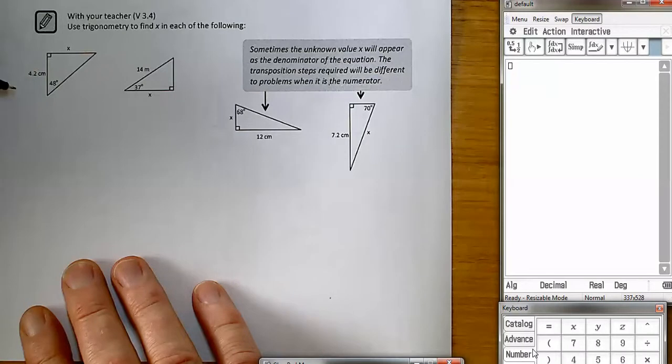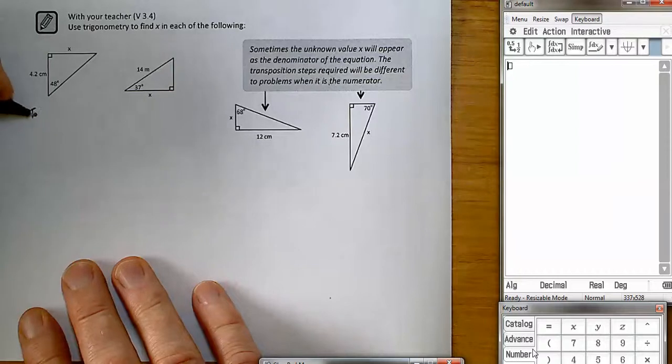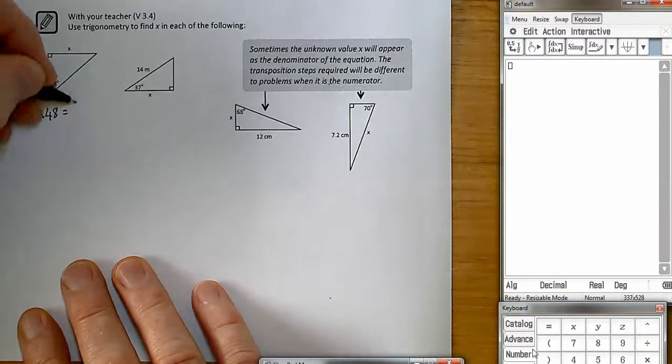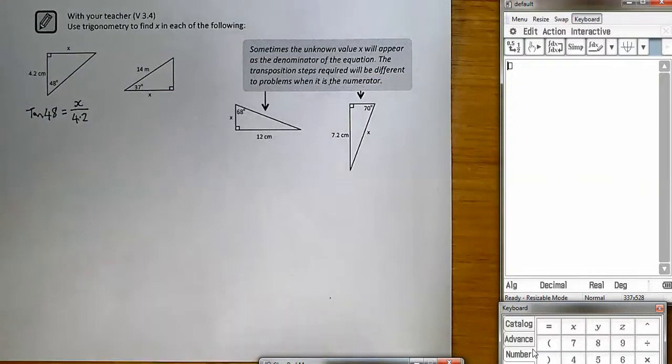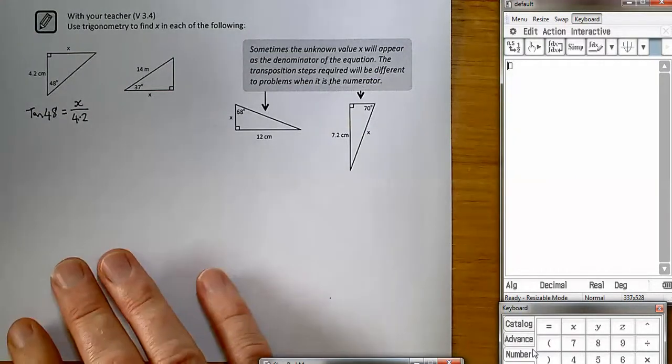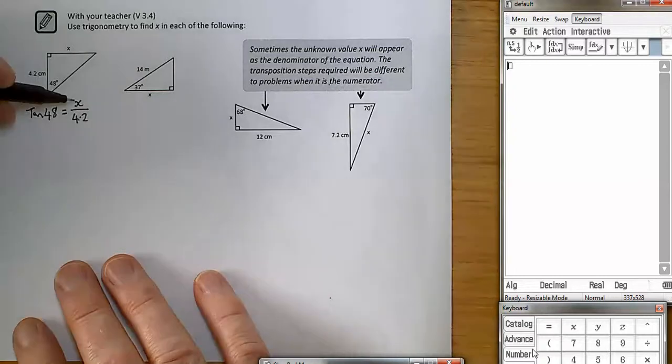The third thing I have to do is write an equation which uses that trig ratio to connect together the sides in this triangle. For this triangle, it means that the tan of 48 degrees is equal to opposite over adjacent. In this case, opposite is x and adjacent is 4.2. Now we've got a little equation. We can shuffle it round until we get x equals something. At the moment we've got x divided by 4.2.